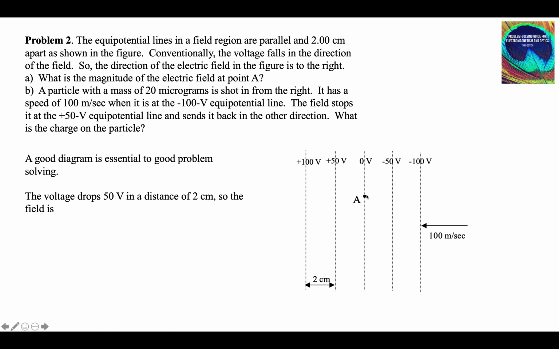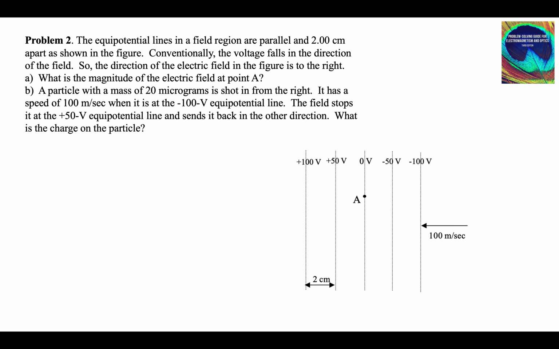For part A, we know the field drops 50 volts every 2 centimeters. The field must be 25 volts per centimeter to the right. That's part A. Part B.